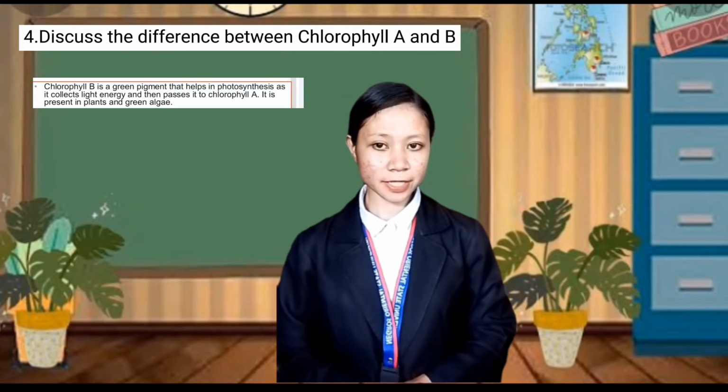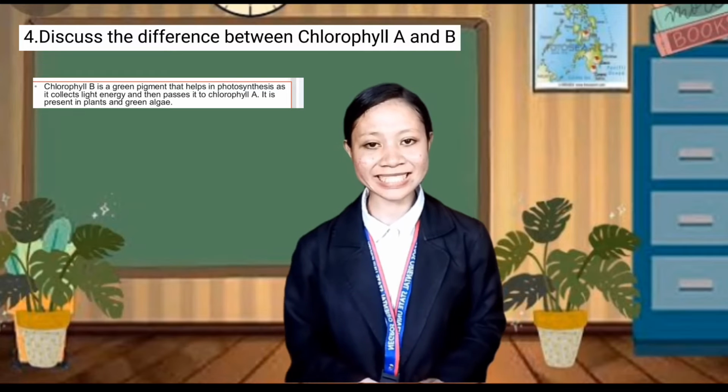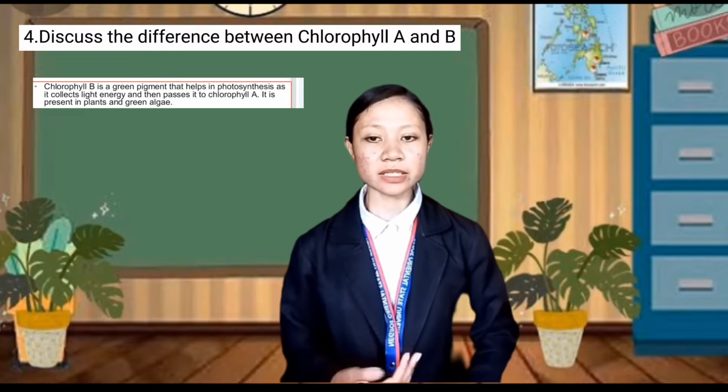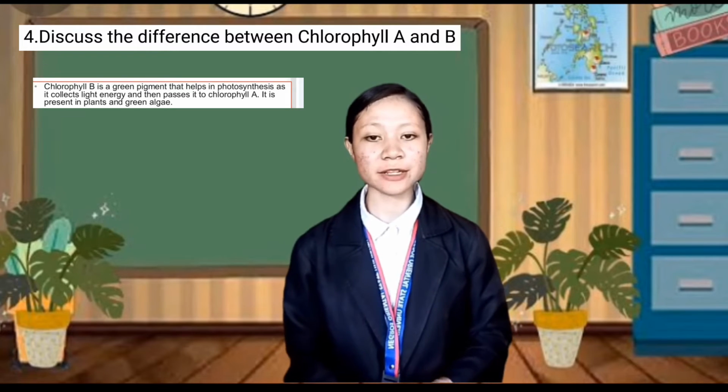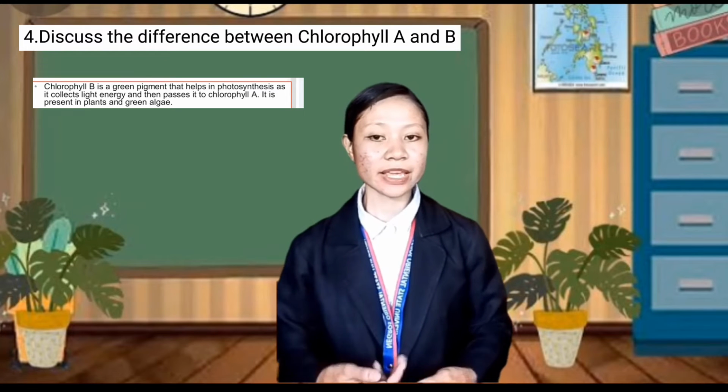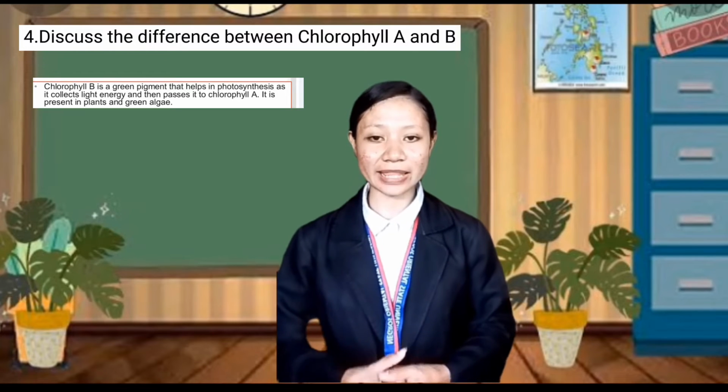Chlorophyll b is the green pigment that helps photosynthesis. It collects light energy and passes it to chlorophyll a. It is present in plants and green algae.